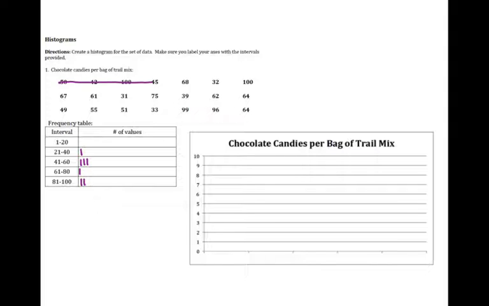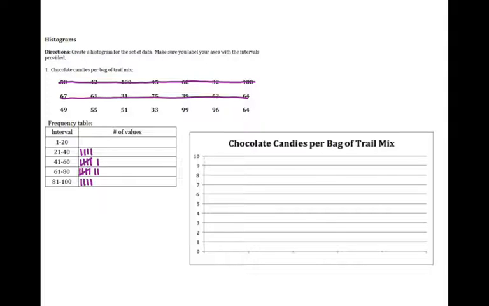So I just did the first row. Second row, I have 67, 61, 31, 75, 39, 62, 64, that's my second line, 49, 55, 51, 33, 99. 99 would be down here. 96, and finally 64. So now I'm going to total up my tallies.